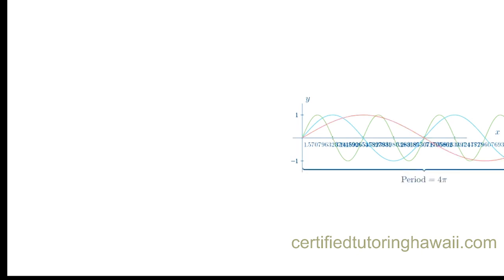Let's compare y equals sine of x, which has a period of 2 pi, to y equals sine of 2x, which has a period of 2 pi over 2, or just pi. We can also look at y equals sine of 1/2 x, whose period is 2 pi divided by 1/2, which is 4 pi. You can see that a larger b value makes the cycles repeat more quickly, and a smaller b value makes them repeat more slowly.